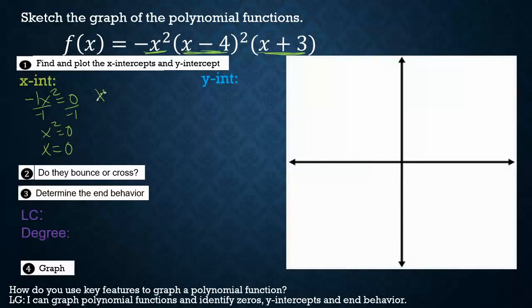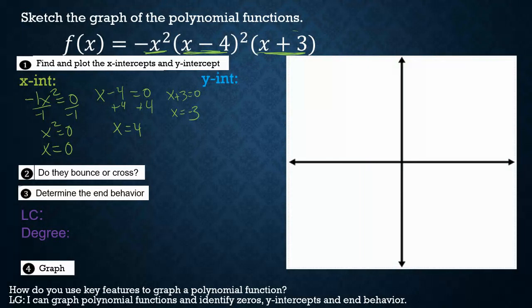And then we have x minus 4 equals 0, add 4, x equals 4. And then x plus 3 equals 0, x equals negative 3. So you should be able to just see, oh, negative 3 plus 3 makes this 0, so that's why it's an x-intercept.